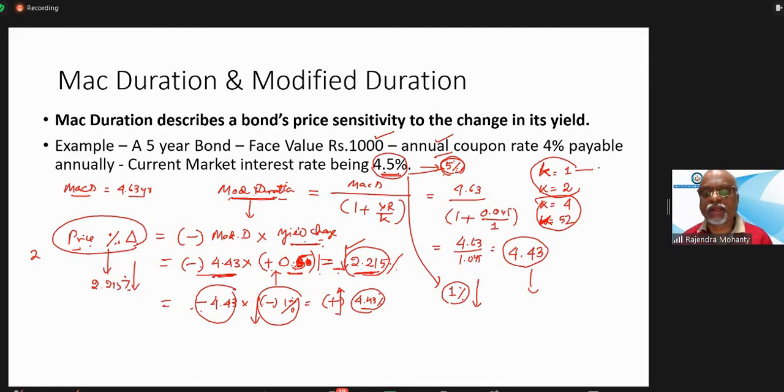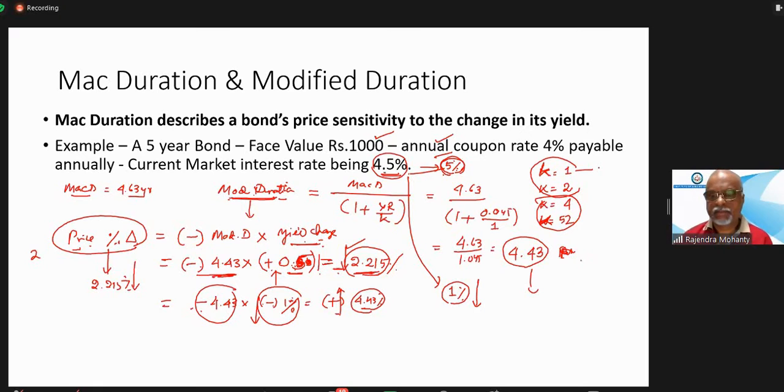No. This is not years. Only MAC duration is in time. This is only a numerical figure. This is not in years. This is required to be multiplied with the change of yield to get the percentage. So this is not in years. This is a number.